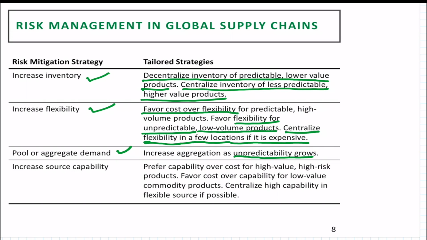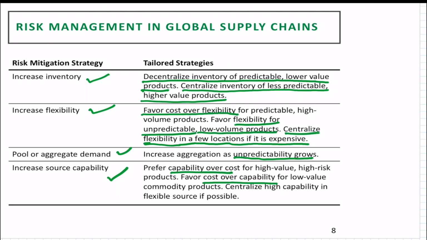Another one could be to increase source capability, and a tailored strategy could be to prefer capability over cost when dealing with high value and high risk products, whereas favor cost over capability when we are dealing with low value commodity products. In later chapters, we look at these strategies in much greater detail.